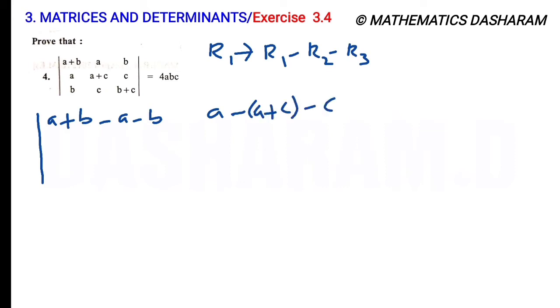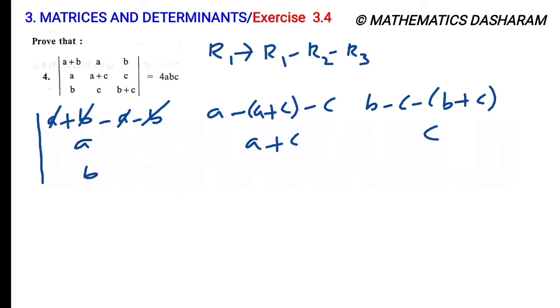Minus C. Next to B minus C bracket of B plus C. So now what happened here: plus A minus A plus B minus B cancel, and here A plus C, C, B, C, B plus C. So let's simplify. Here the total answer is 0.